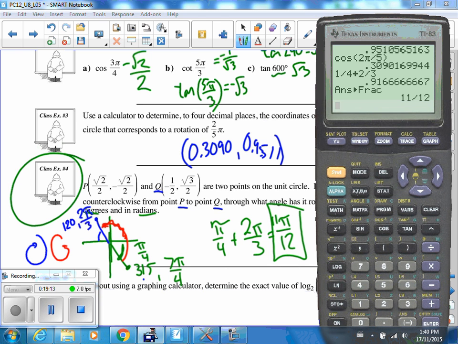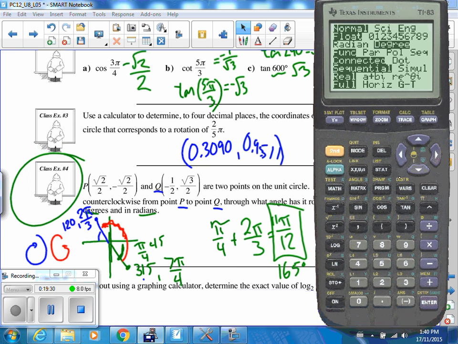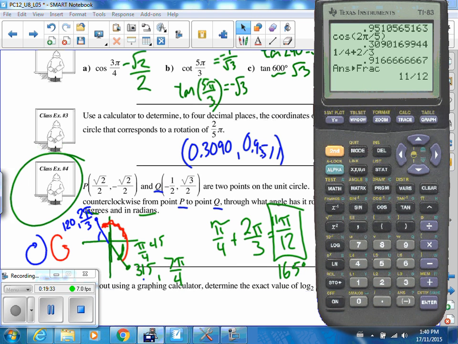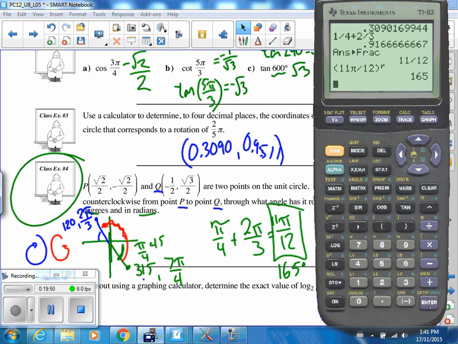That's my radian answer. In degrees, it's going to be 45 here and 120, so that's 165 degrees. Or I could just turn this into degrees. So am I already in radian? I'll go into degree mode, watch this trick here. And then second quit. So now I can go 11 pi twelfths. Close my bracket, so I need a starting bracket here. Insert me a starting bracket. And then I'm in degrees, so now I go second angle, tell it that it's radians. There's my 165 degrees.